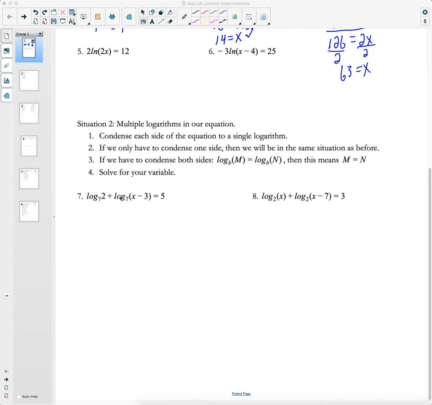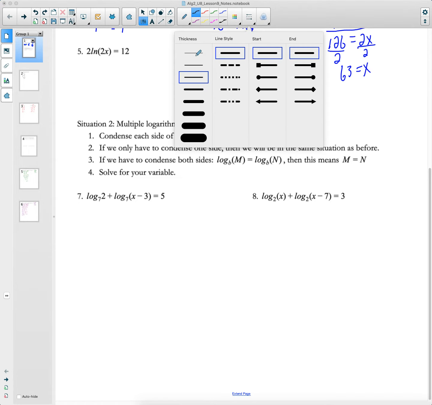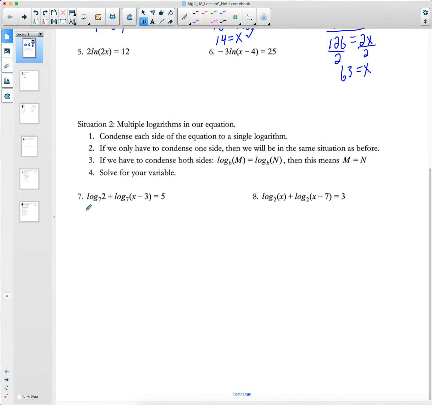So notice on my left side here, I have 2 logarithms. They are added together. So I want to use that product property that we talked about earlier with logarithms. And we want to combine those. So now, I'm going to write this as log base 7 of 2 times x minus 3 equals 5. So now notice I have it in the same situation as earlier by combining them, right?